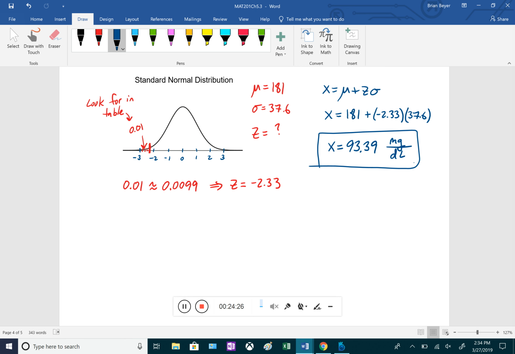So anything less than 93.39 milligrams per deciliter will be considered to be in the bottom 1%. Okay, so that is it for this section.